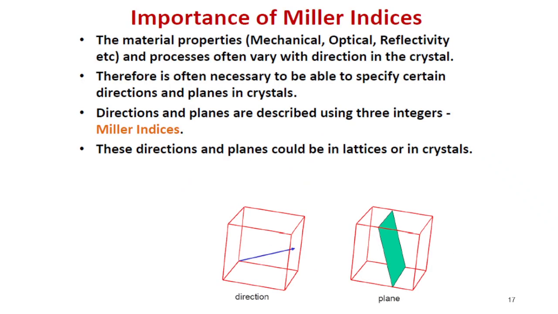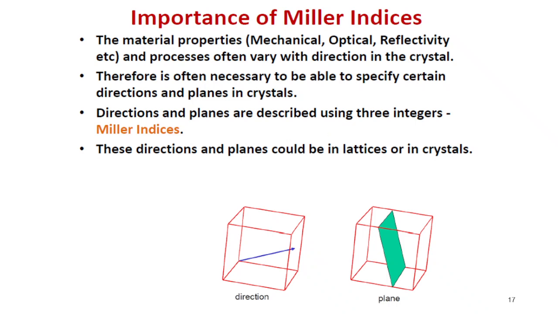Next, let's go for the Miller indices. Why should we know the Miller indices? Because this is one good way to assess material properties, such as mechanical, optical, and reflective properties. Everything we can find if we know the Miller indices. As I told you, even what type of material it is can be found through Miller indices. It is one of the confirmatory techniques.